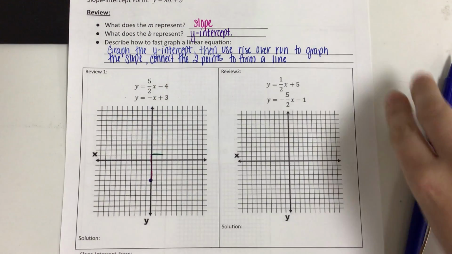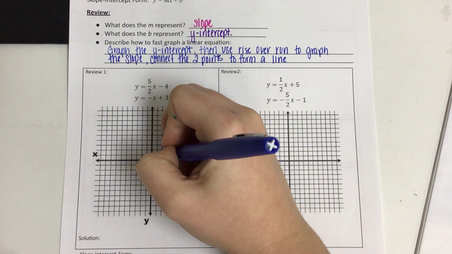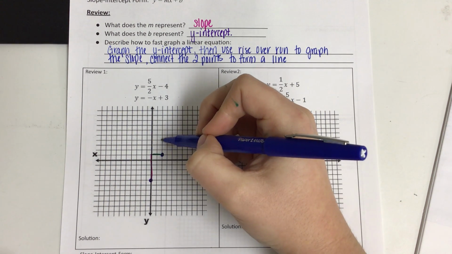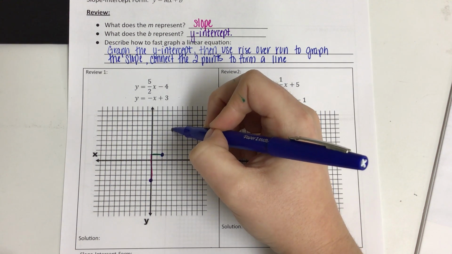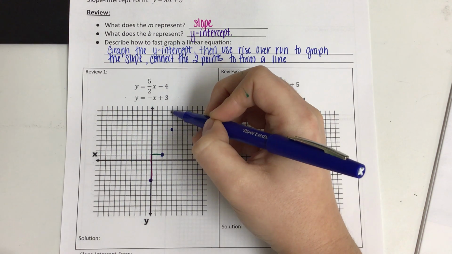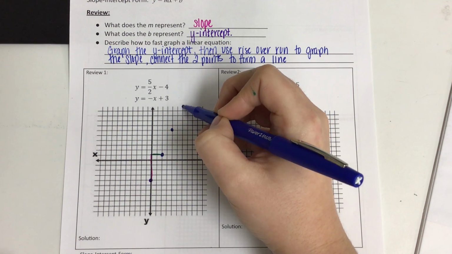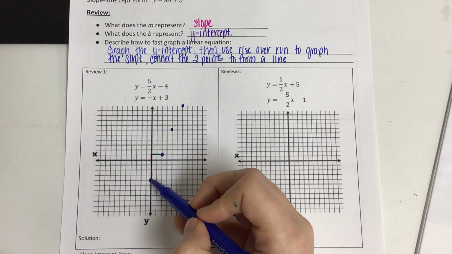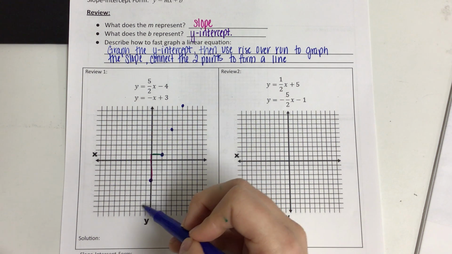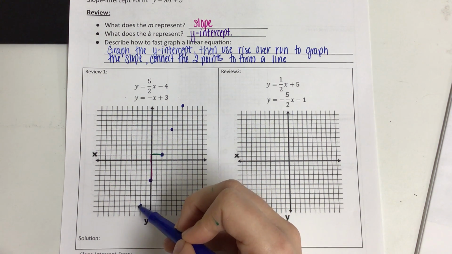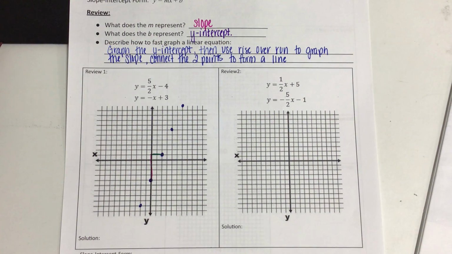That gives us our new point. We'll do the same thing again, go up 5 and over 2, up 5 and over 2. We'll go the opposite direction, so we'll go down 5 and left 2. And then we'll go ahead and connect all of these.